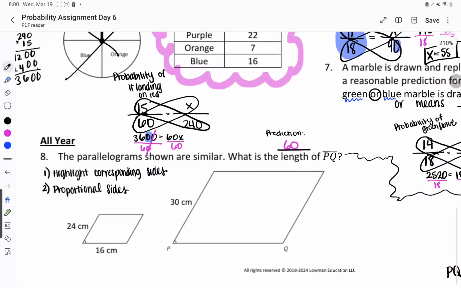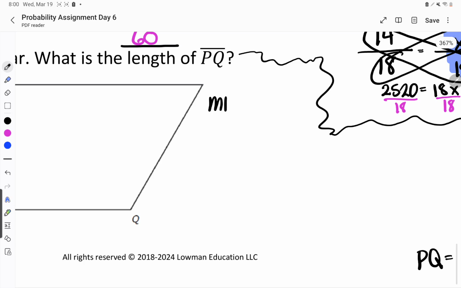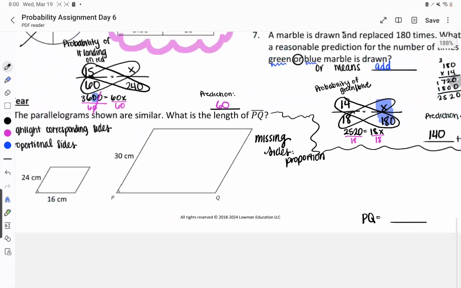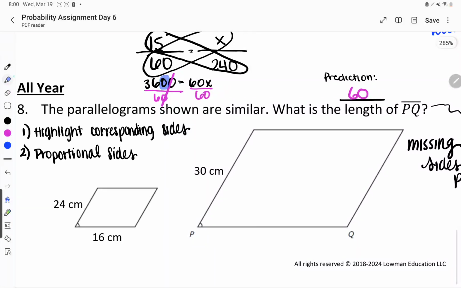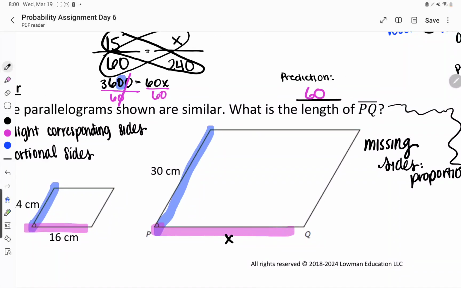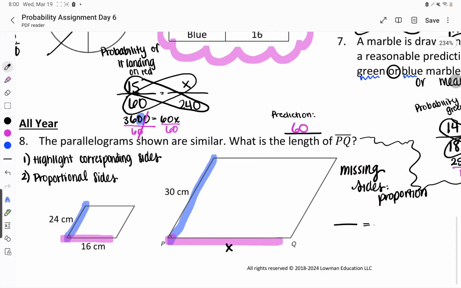Then this last one says the parallelograms shown are similar. What is the length of PQ? Remember, when we have a missing side, what do we always set up? Missing sides, set up a proportion. And we're going to do our corresponding sides as a proportion. So we have 24 and 30 that correspond with each other, and then 16 and PQ that correspond with each other. So PQ is going to be my x. And then we'll set up a proportion.